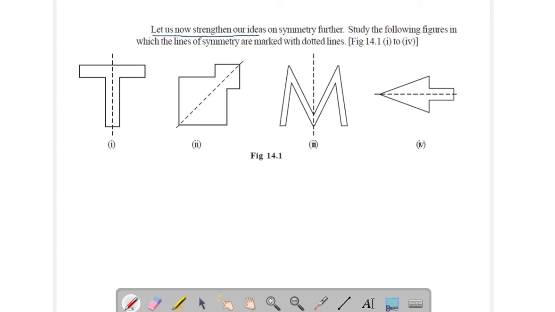Let us now strengthen our idea on symmetry further. Study the following figures in which the lines of symmetry are marked with dotted lines. See T. The vertical line is a line of symmetry. Second figure. Here, draw this dotted line. This is the line of symmetry. Then M. Draw a vertical line. This is the line of symmetry. This arrow. Draw a horizontal line. This is the line of symmetry.